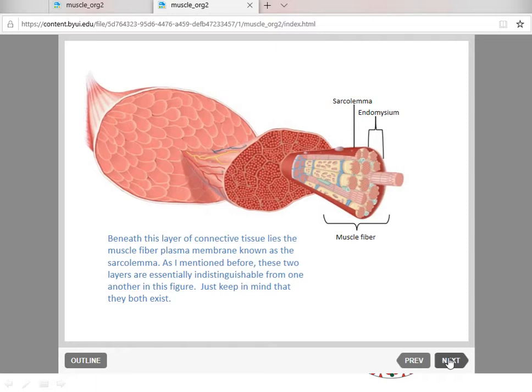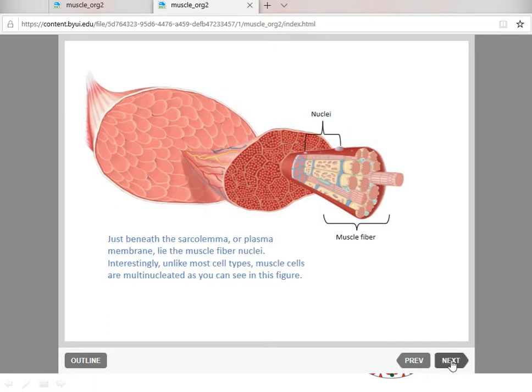Next one is the sarcolemma. Beneath this layer of connective tissue lies the muscle fiber plasma membrane, which is called the sarcolemma. Just beneath the sarcolemma, or plasma membrane, lie the muscle fiber nuclei. These are the muscle fiber nuclei.